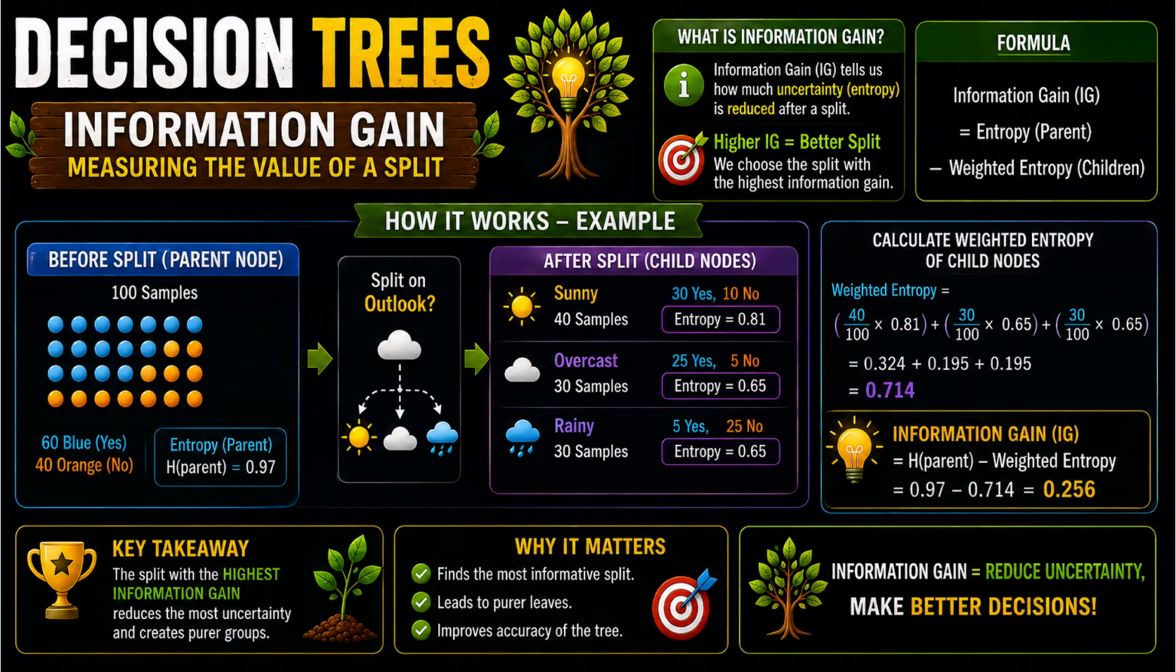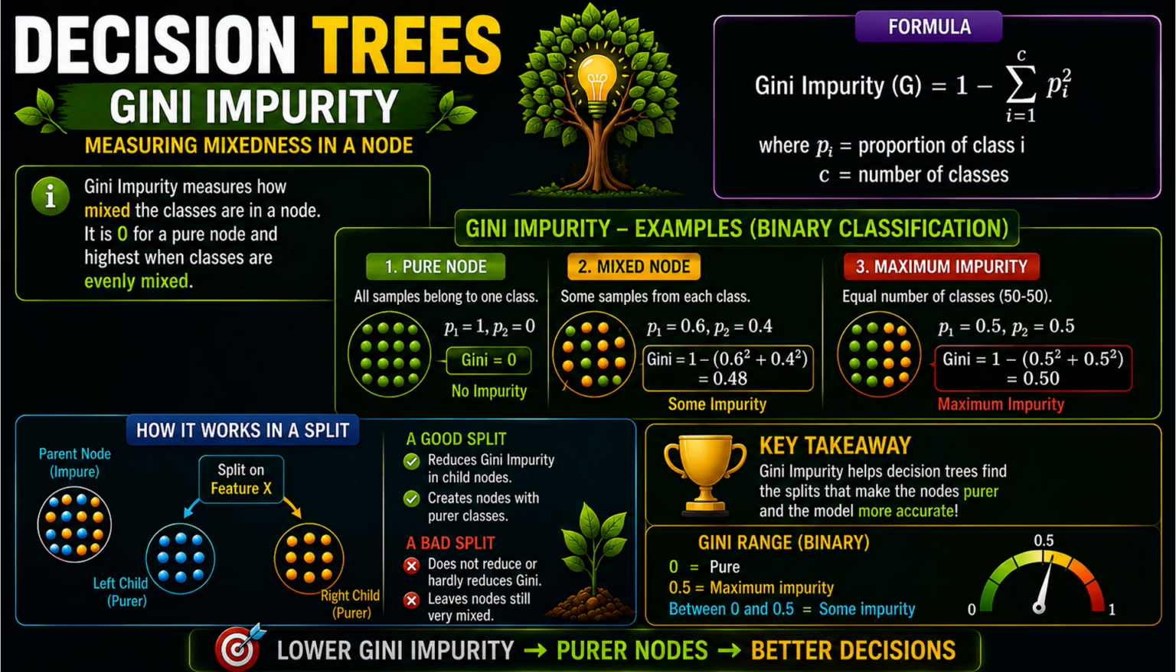So it finds the most informative split that will lead to pure leaves and improves the accuracy of the tree. Information gain is about reducing uncertainty and making better decisions. Information gain is not the only method. There is another one called Gini impurity.